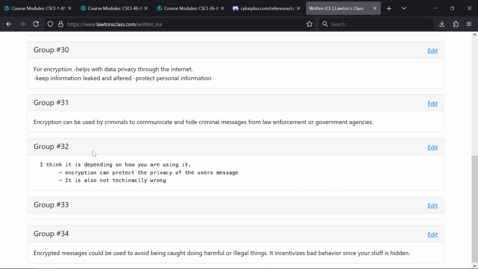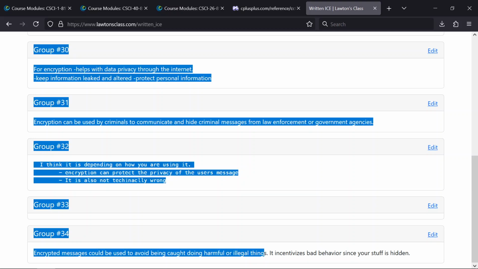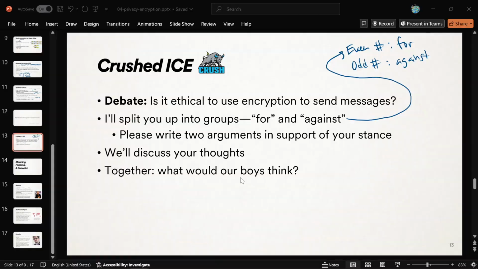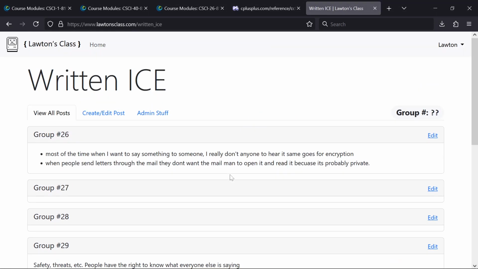And let's do one more even group. So we like encryption because it can protect your privacy. Good. Not technically wrong. True. I would want some more explanation here, though. What do you mean by technically? An encrypted message could be used to avoid being caught doing harmful or illegal things. Yeah. Sometimes maybe you have to do something illegal just because of a weird gray area of the law. That's okay. All right. So that's the idea. So yeah, good thoughts. Thank you for that.